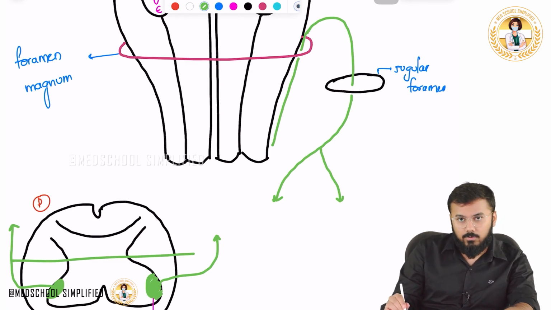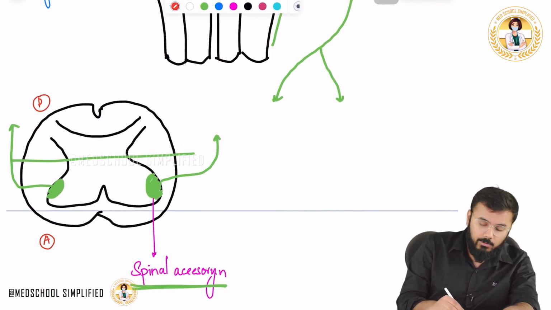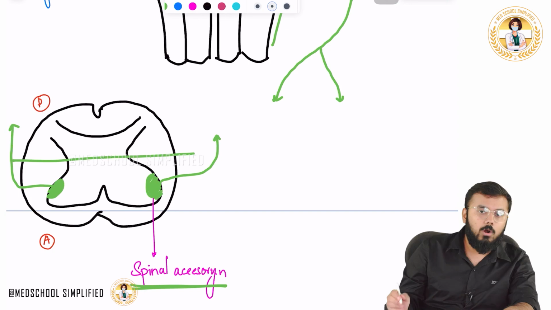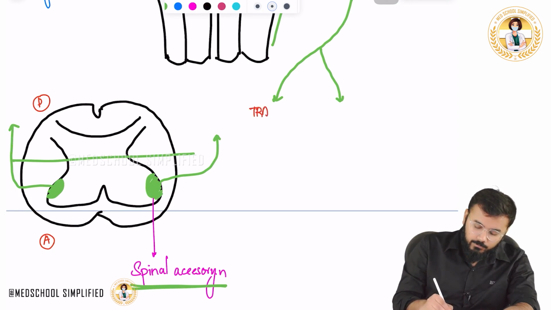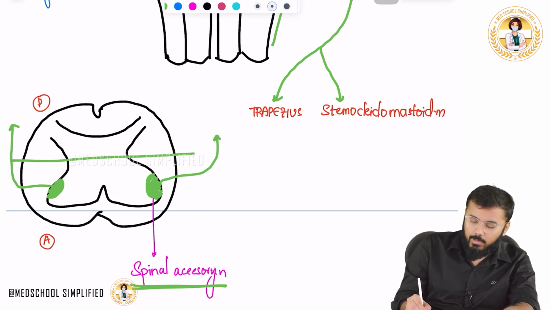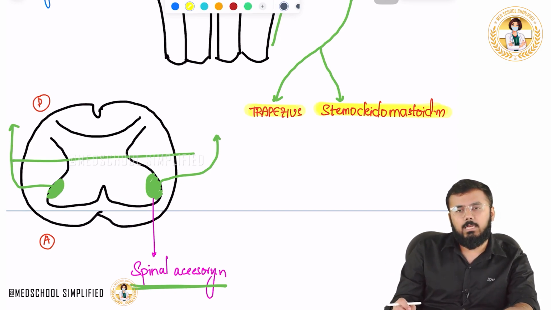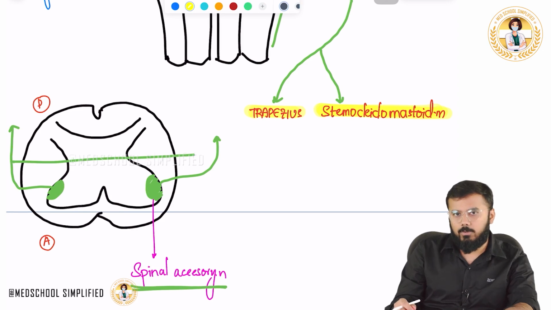After passing through the jugular foramen, it is giving innervation to which muscles? It is giving innervation to two important muscles. One muscle is called your trapezius, and the other muscle is called your sternocleidomastoid muscle. So there are two important muscles: one is your trapezius and the other is your sternocleidomastoid muscle.